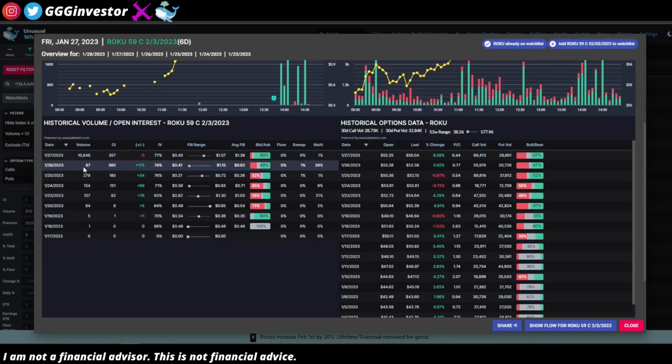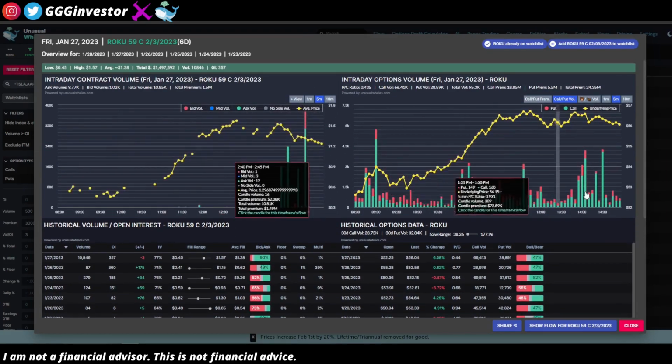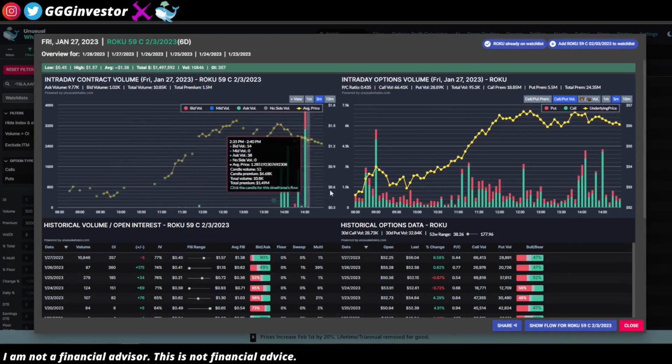So things to point out here is very low open interest, very low volume, and then today you had 10,000 contracts. That's very highly unusual. Most of them were at the ask. And you can see if you scroll up, this is a nice little histogram bar graph. You can see when these orders were coming in, and these came out towards the end of the day.